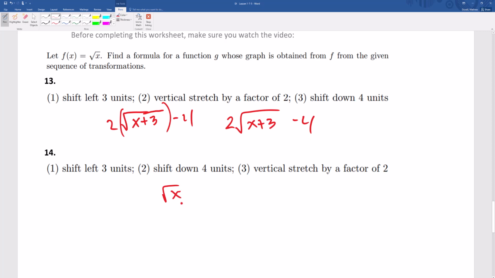start with the square root of x, shift to the left 3 units. Okay, so that's still, then shift down 4 units, and then vertical stretch factor of 4. So that's taking everything and multiplying it by 2. So then that's going to become 2 square root of x plus 3 minus 8.